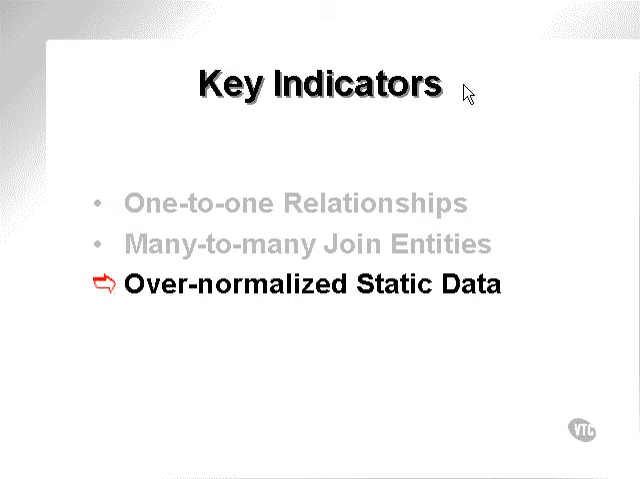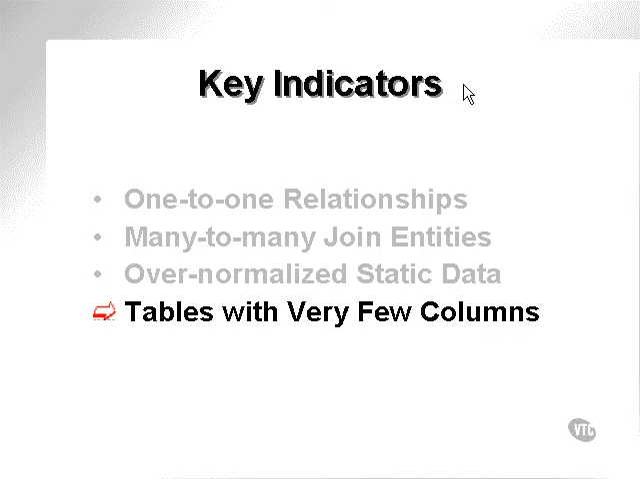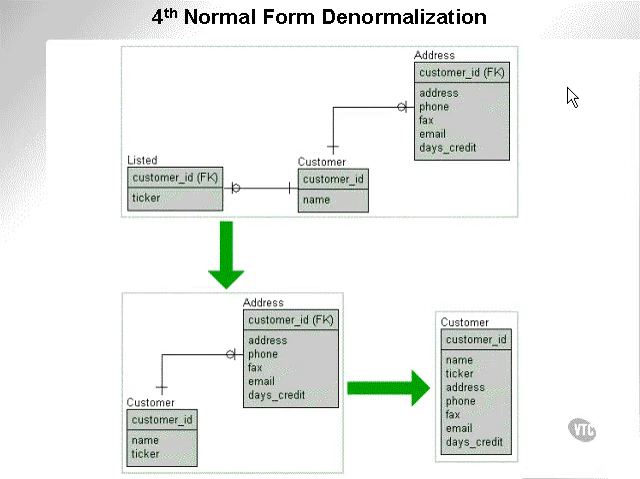Over-normalized static data. Static data can be removed from transactional data sometimes a little bit too far. I like to think of normalized static data as second normal form. Tables with very few columns quite often indicate a table which could have its columns in a parent table. It shouldn't really exist.